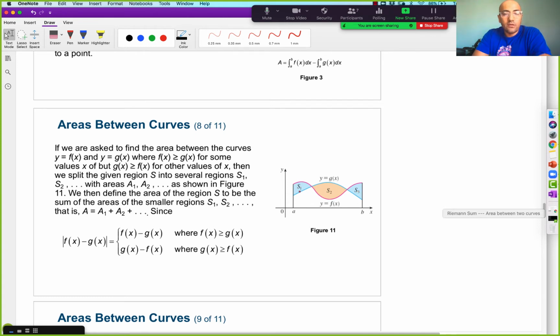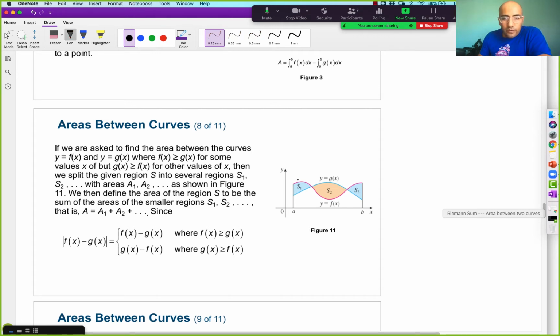In this region, the red one is on top, the blue one is on bottom, so I can write it in that order. So looks like the red one is f of x. So in this little region of s sub 1, f of x is greater, so it would be f of x minus g of x.